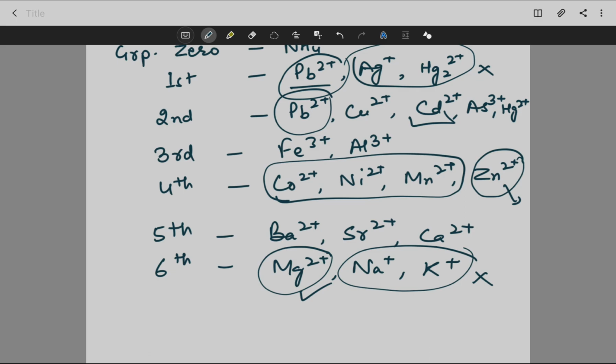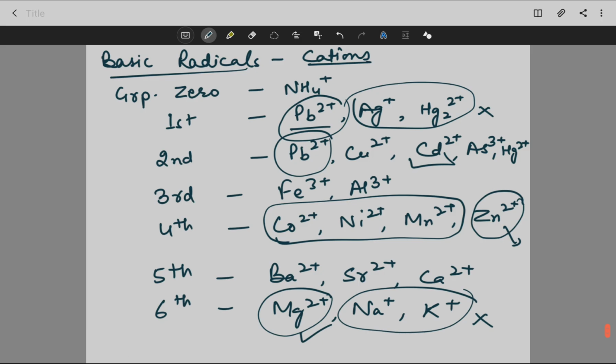So starting with ammonium. Why is ammonium kept separately here? Ammonium is kept separately because most of the ammonium salts are used as group reagent for various groups, like ammonium chloride, ammonium acetate, ammonium carbonate, ammonium sulfate also is one of the chemicals used. So most of the ammonium salts are used as the group reagent for various group testing. That is why it is kept as an independent radical, not considered in any of the groups.